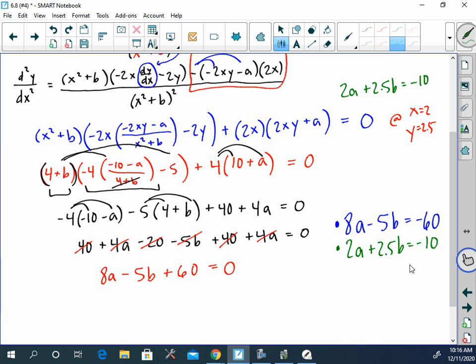And now we're trying to solve for a and b, so I would probably take the bottom equation and multiply by 2. Do you guys see why? For the elimination method. Depends how long it's been since you've done that. If I multiply the bottom equation by 2, I get 4a plus 5b equals negative 20. Then I'm taking the top equation and this bottom equation and adding them together. The 5b and negative 5b cancel. We get 12a equals negative 80.